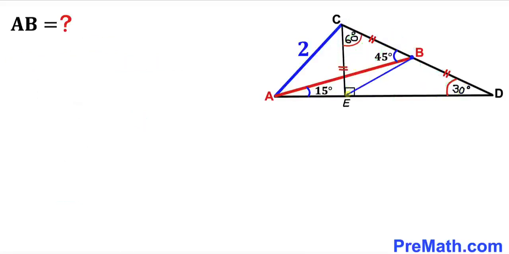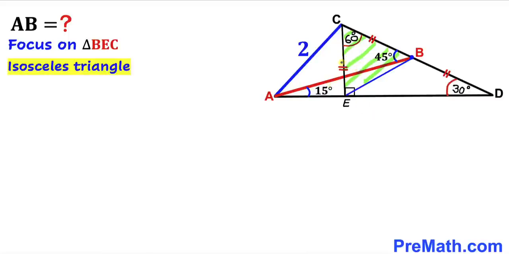And here in this next step, I have connected these points E and B. And as a result, we got this triangle BEC. And now let's focus on this triangle BEC. And we can see that this is an isosceles triangle since this side length equals this side length. So therefore, as a result, this angle has got to be equal to this angle. So therefore, we conclude that this angle CEB is going to be 60 degrees and this angle CBE is going to be 60 degrees as well.